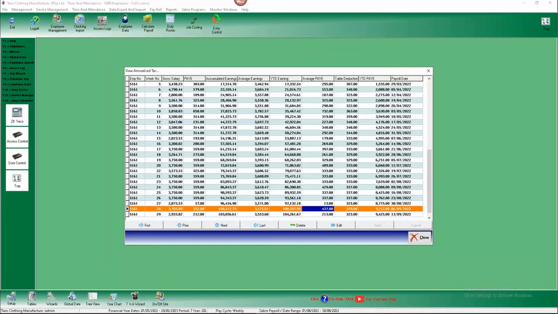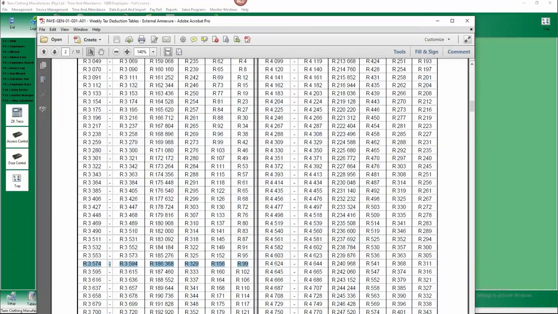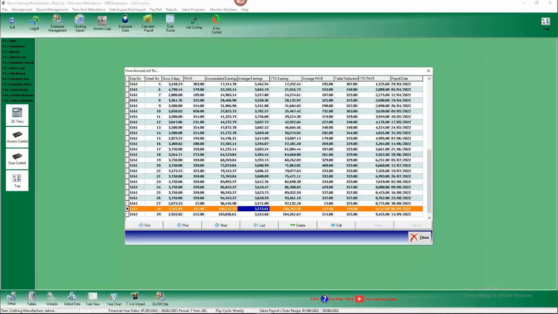Now, with that said, and to show you on the actual tax table, you'll see that I'm looking at the moment on this value over here, which is his average tax, to prove that it should be 329 Rand per week. And if you have a look here, you'll see that it falls under here between 3,574 and 3,594, that his average tax per week should be 329 Rand. So if you take that 329 Rand, like I say, and multiply it by the 28 weeks, which is what we're on, his total tax he needs to pay is the 9,212 Rand.